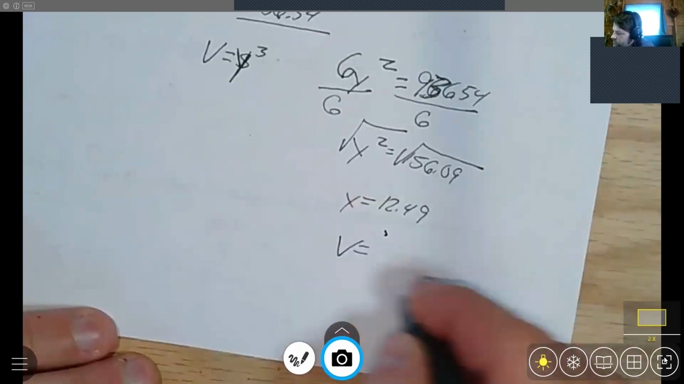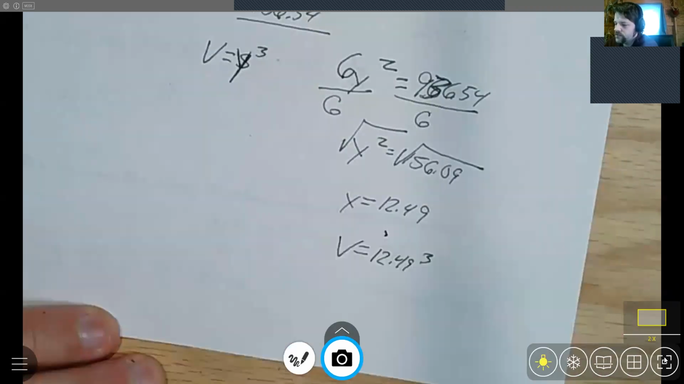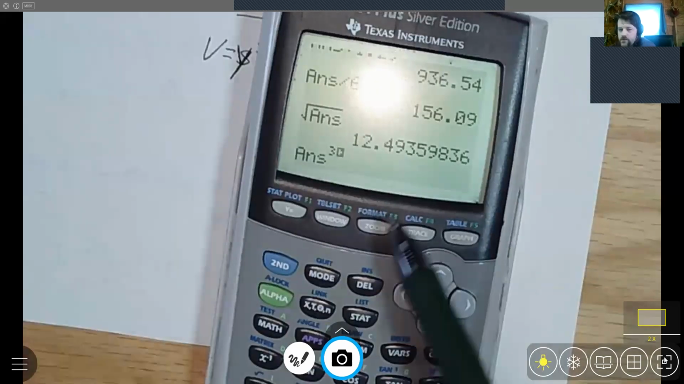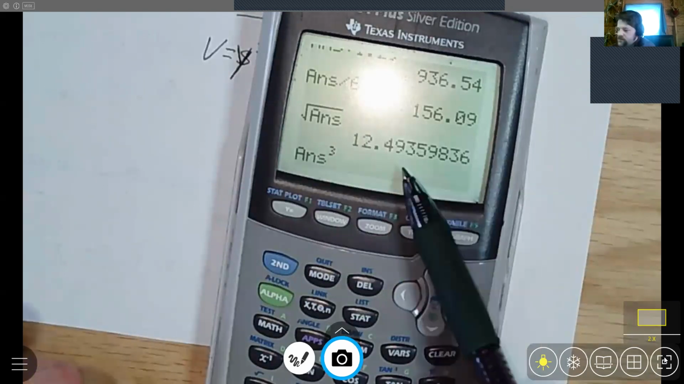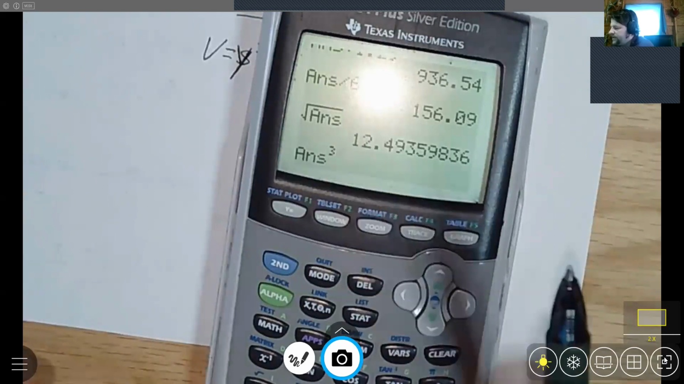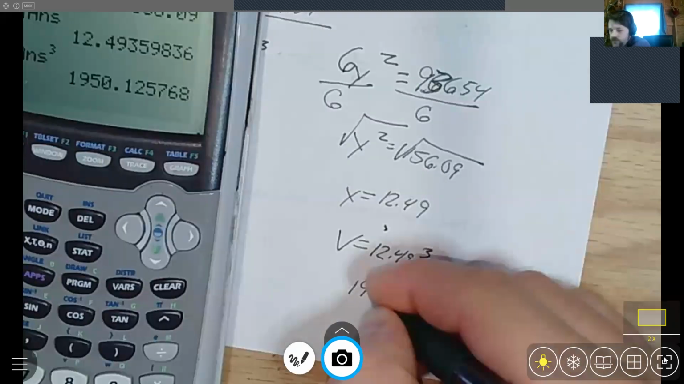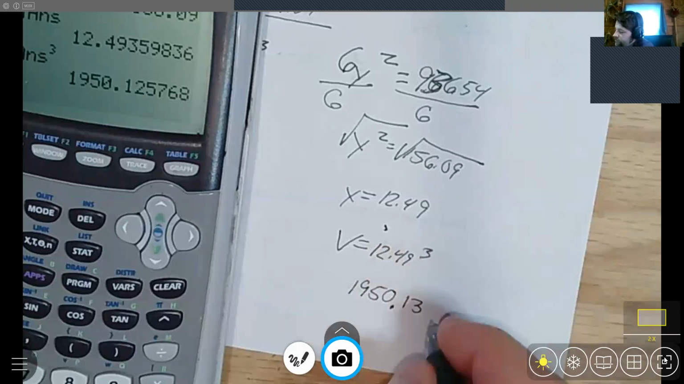Now to find the volume, I just got to cube this. So volume equals 12.49 cubed. Again, when on my calculator, I find it's 12.49 and more digits. I don't just take 12.49. I just take that answer and cube it, so my answer is as exact as it can be. So I get the volume is 1950.13. So I'm only rounding at the very end. This is cubic centimeters.